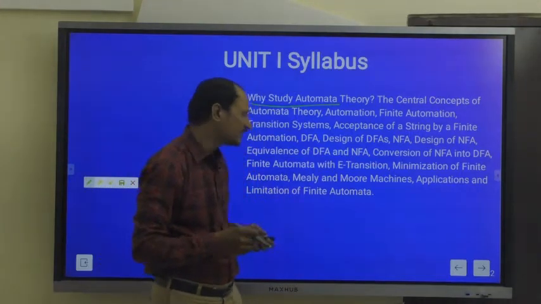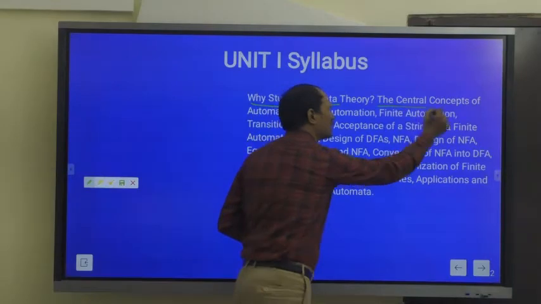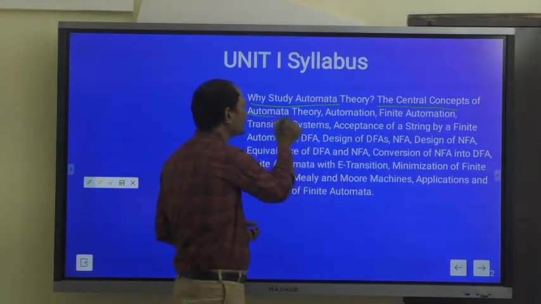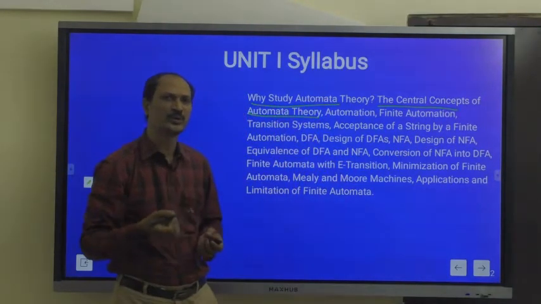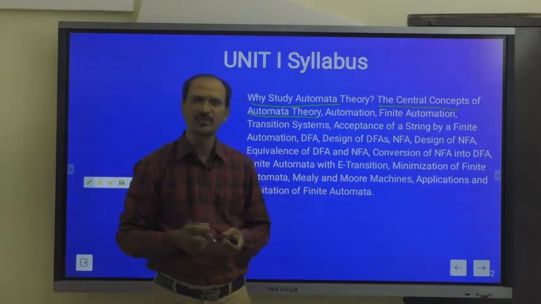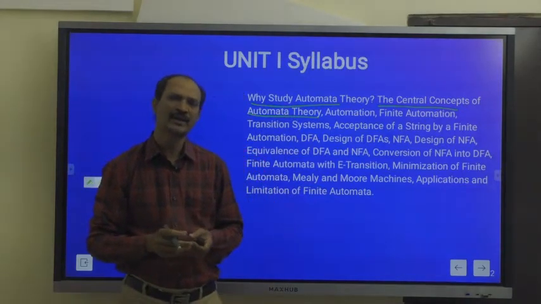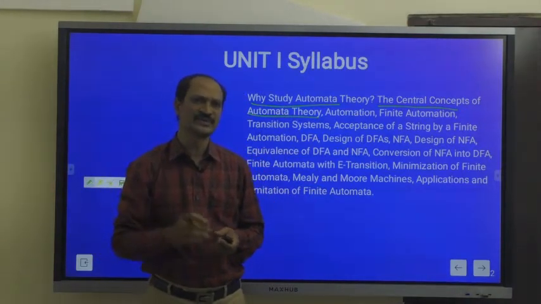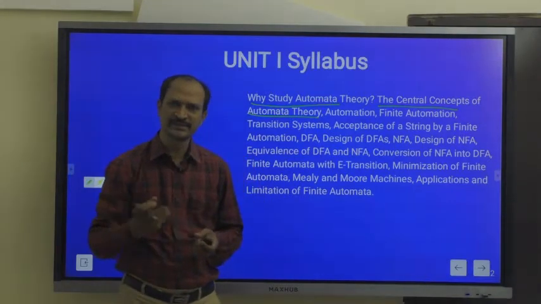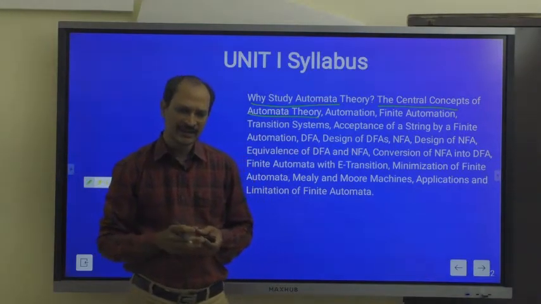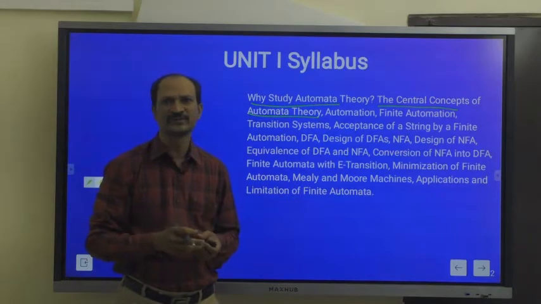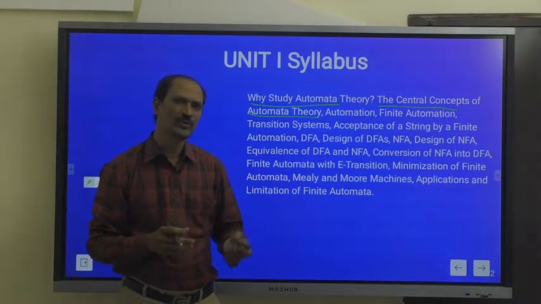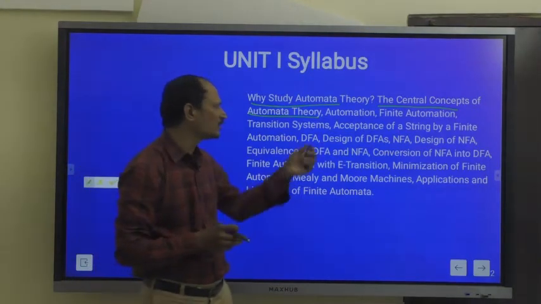Now, the second thing that we are going to discuss is the central concepts of automata theory. Under these central concepts, mainly we are going to discuss 4 concepts. The first concept is a symbol, the second concept is an alphabet, the third concept is a string, and the fourth concept is a language. Later on, we are going to explain all of these in detail.